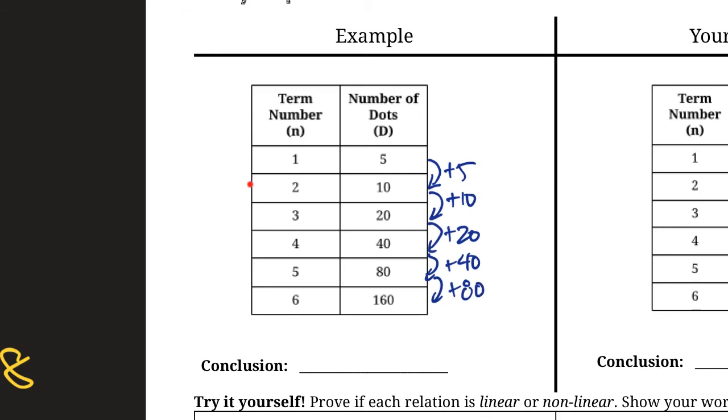And we also notice over here that the term number is going up by 1 each time, right? It's important that that's going up by the same amount each time as well to see if the pattern is linear or not. But when we look at the number of dots in the pattern, it's not going up by a consistent amount. It's not going up by the same amount each time. So if we were to graph this, we would see that it would form a curve. It wouldn't be a straight line. So this is nonlinear.